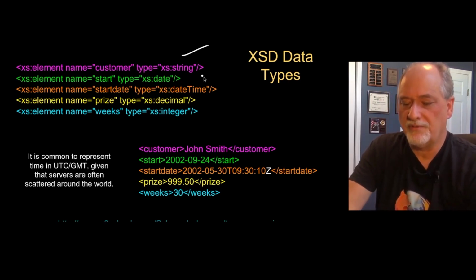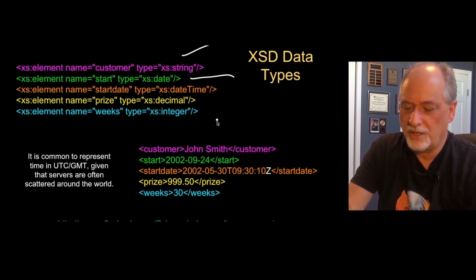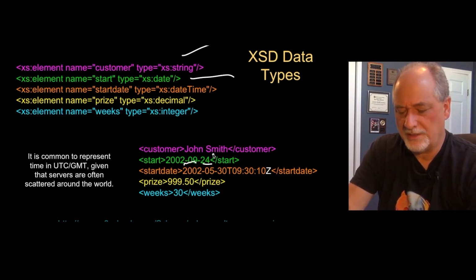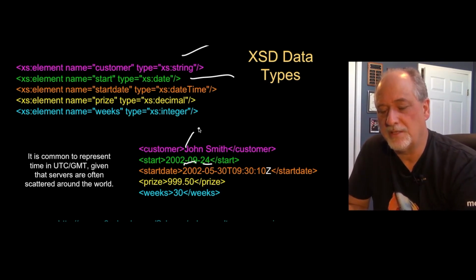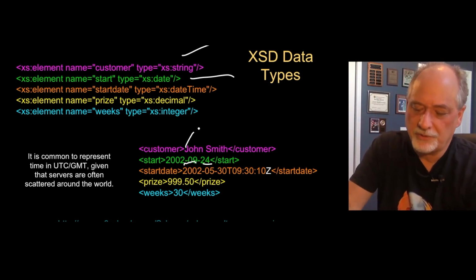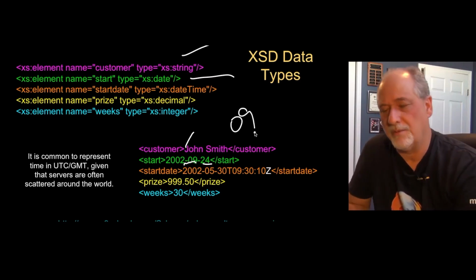We've done the string. We've done the date. The date looks like this. Dates are a 4-digit year, 2-digit month, and 2-digit day with dashes. Now there are lots of different ways to represent dates, but the nice thing about this is that you have to put the zeros in, so 09 for September.